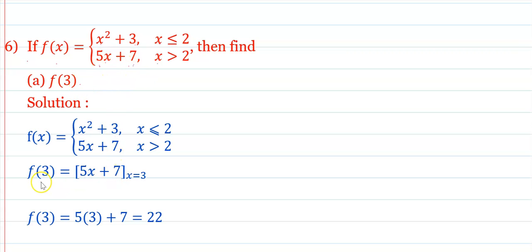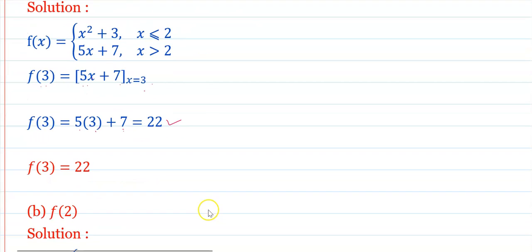Therefore f of 3 is equal to 5x plus 7 at x is equal to 3. Replace here x by 3. 5 into 3 plus 7. 5 into 3 means what? 15. 15 plus 7, that is 22. And hence f of 3 is equal to 22.